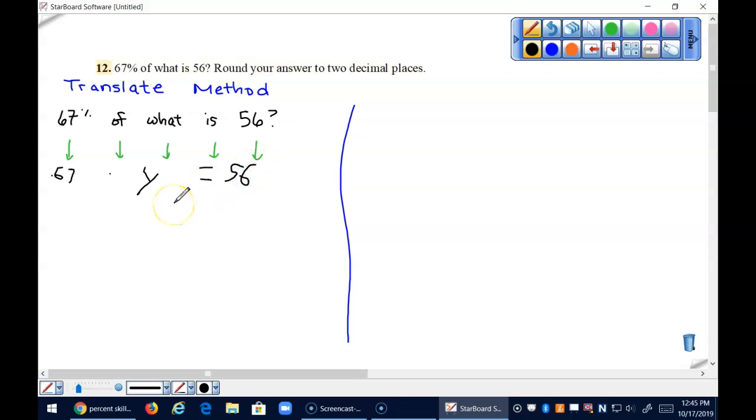So now how do we get y by itself? So y equals 56 divided by 0.67. Yep, because we divide this by 0.67. We divide this by 0.67. And if I can use your calculator. Of course.